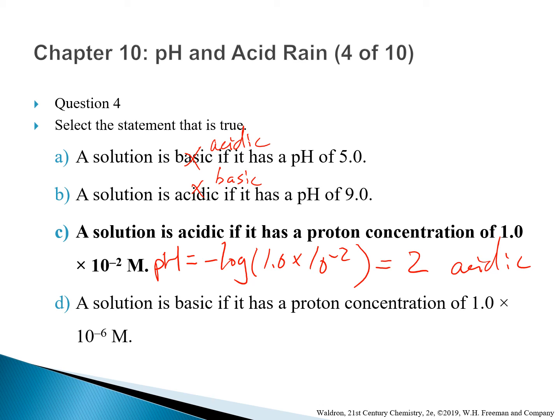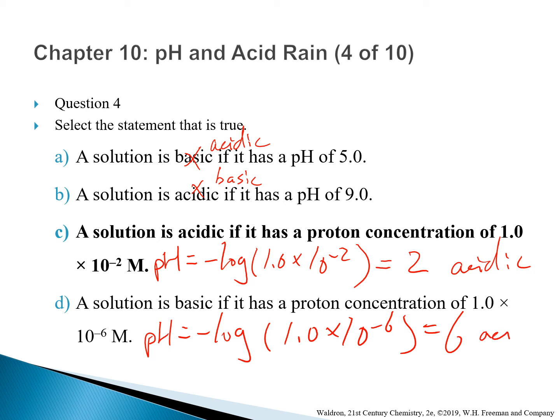Last one, pH equal to negative log of 1.0 times 10 to the minus 6. This will give you pH 6. So this is also acidic, but the question says this one is basic. That's why D is wrong. Only choice C is left as the correct answer.